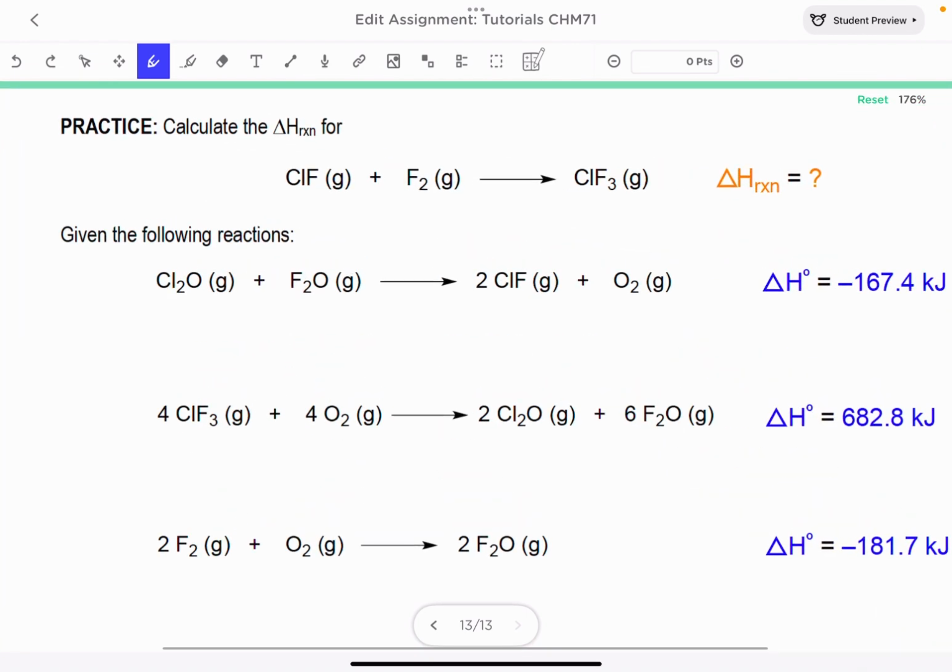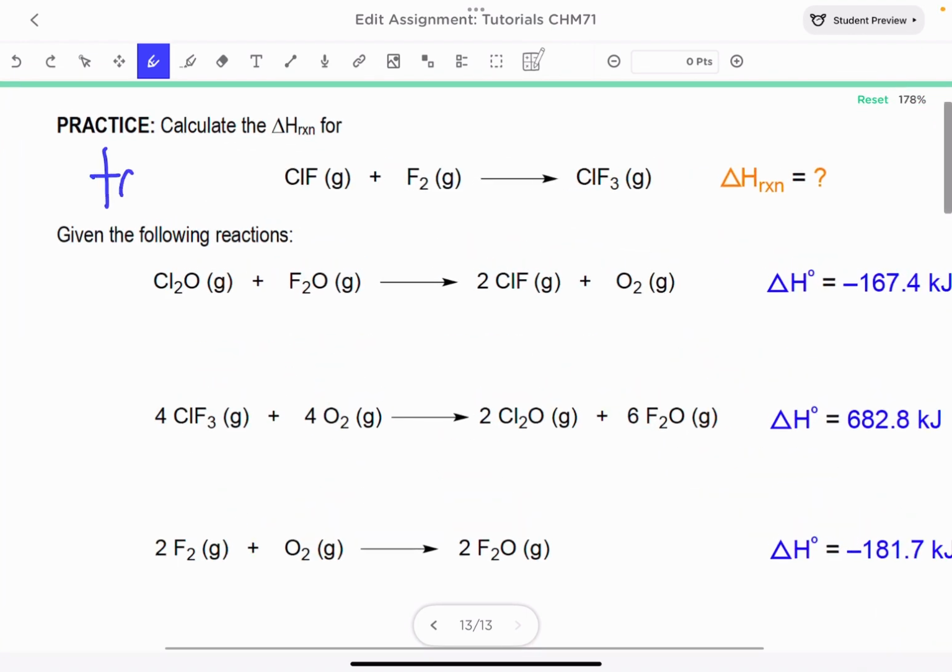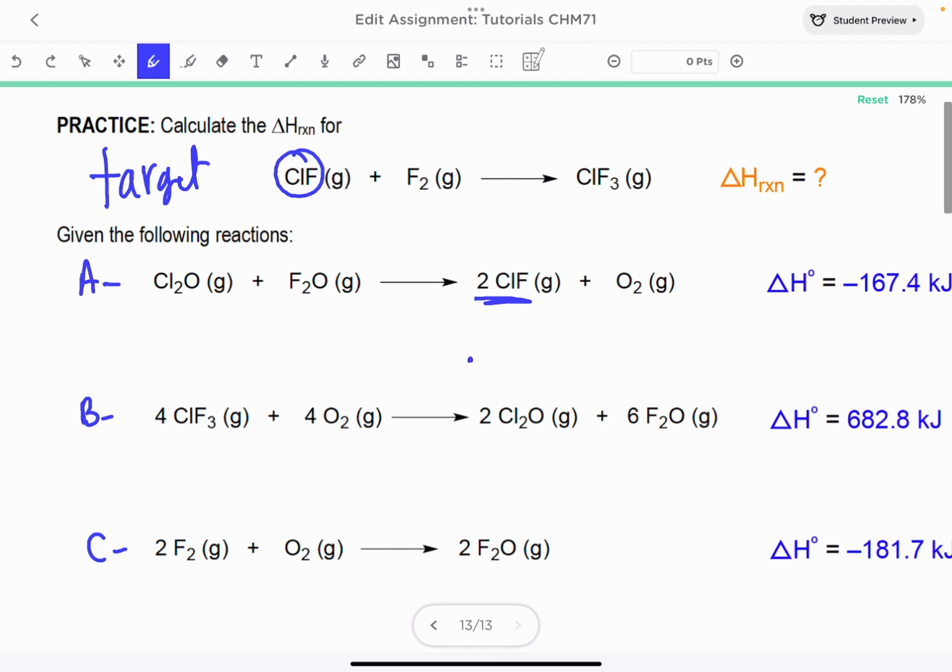So here's your target equation over here. That's the target. And I'm gonna name this equation A, B, and C. I need to look for each component. CLF, I find it in A. I need it as a reactant, so I decide that I need to flip equation A.